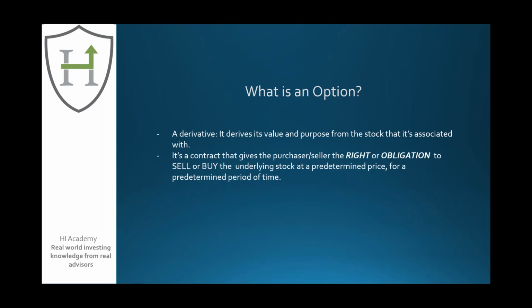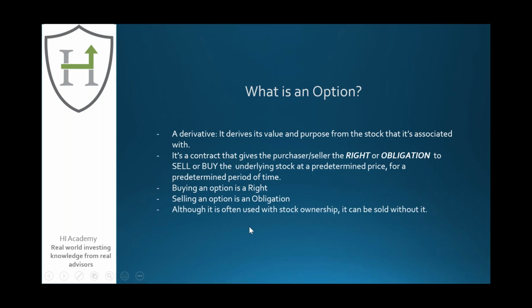In general, an option is a contract that gives the purchaser or seller the right or obligation to sell or buy the underlying stock at a predetermined price for a predetermined period of time. That's a mouthful, but that is all options are in that one sentence. If you buy an option, it's a right. You're buying the right to do something. You're spending your own money to get to do something. Whereas if you sell an option, you take someone's money, and you're now obligated to do something.